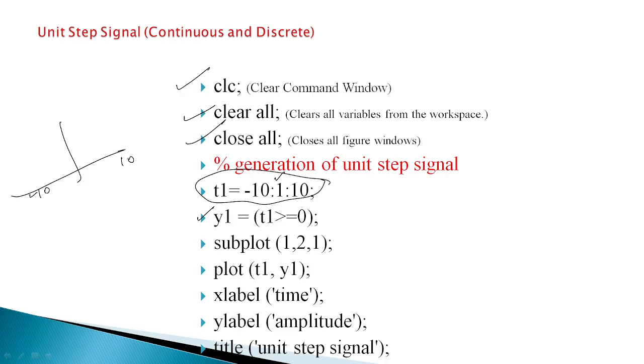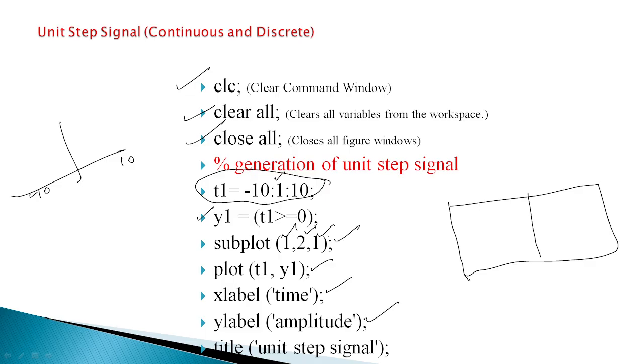So subplot of 1 comma 2 comma 1 means there is one row and two columns, and the first diagram is plot t1 comma y1. y1 needs to be plotted here. That is the first one. The x label should be time and the y label should be amplitude, and the signal name is unit step signal.